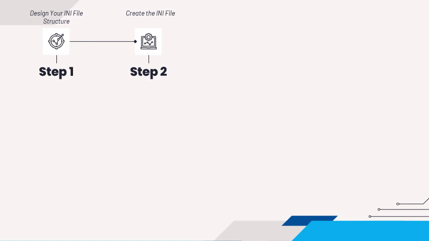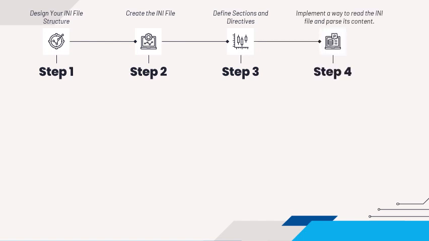Step 2 is to create the .ini file. We can use a text editor to create a new .ini file. Step 3 is to define sections and directives. Inside the .ini file, we use square brackets to define sections. Step 4 is to implement a way so we can read the .ini file and parse its content in our application.